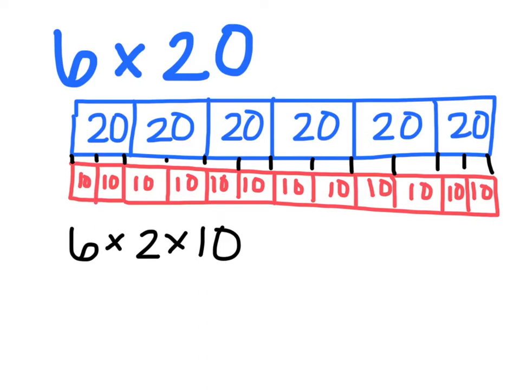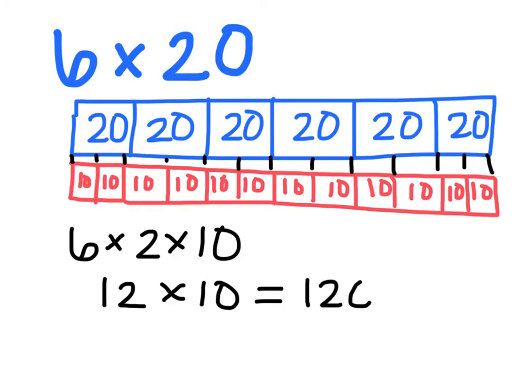This helps us break the problem down into an even more simple problem. Now we can take 6 times 2, get an answer of 12, and then multiply that answer by 10, which we know, multiplying by 10, we simply add a 0 after the number, giving us an answer of 120. Multiplying 6 by 20 is the same as multiplying 6 by 2 and then by 10. You'll get the same answer.